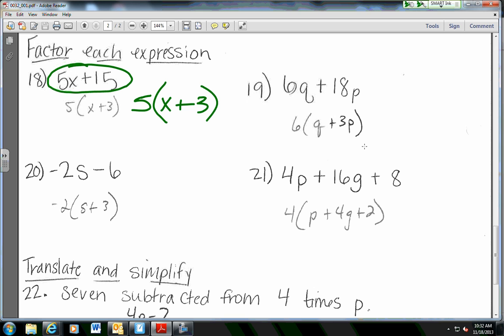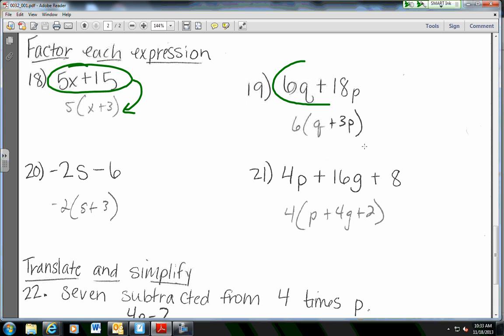That would be 3. Okay, so it's the reverse of what we just did in the problems above here, where we are expanding the expression. Now we're taking out the greatest common factor, figuring out what goes inside. So 5x plus 15 becomes 5 times the quantity x plus 3.